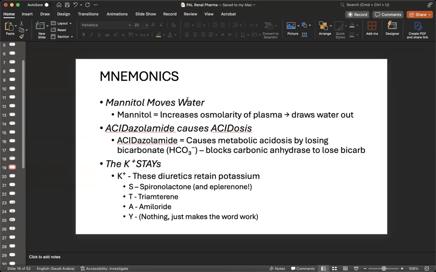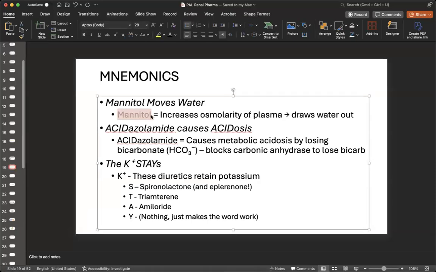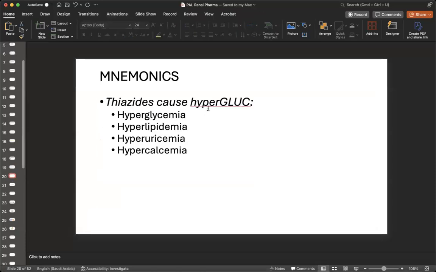So these are some other mnemonics. Mannitol moves water. Mannitol sucks the water out of your brain, and also your heart and lungs. That's why it's used in elevated intraocular pressure and elevated intracranial pressure. Acetazolamide, remember acidosis. Now the potassium stays. This is a new one. Potassium-sparing diuretics can be remembered as the potassium stays. S is for spironolactone, T is for triamterene, A is for amiloride. But don't forget eplerenone. So spironolactone, triamterene, amiloride, these are the potassium stays. And of course my favorite, hyperglyc.